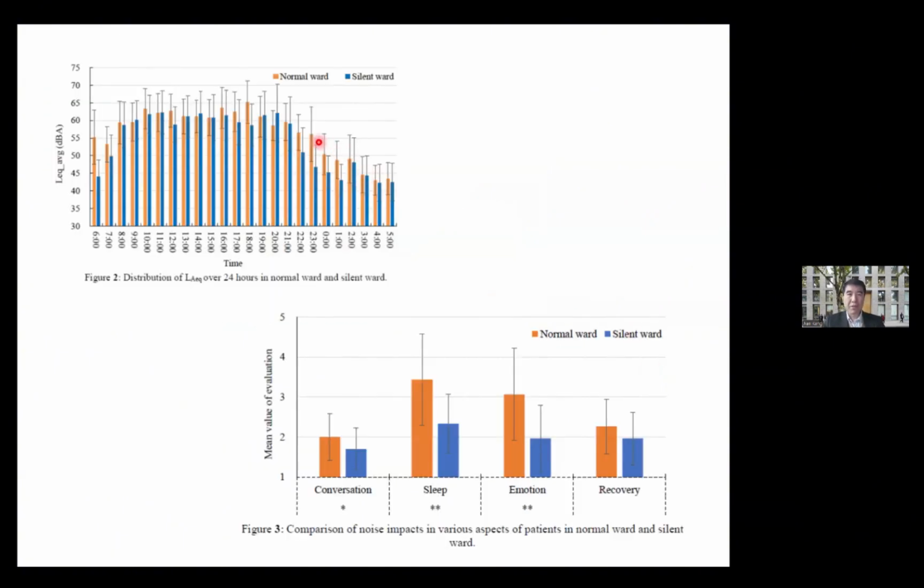So this is the difference between the normal ward and silent ward. You can see the noise level is quite different. Also, it's different at different times. The reason is if you don't have an acoustic ceiling, the reverberation time is long, so people tend to shout more. But if the acoustics are good, then they tend to speak relatively quietly. So actually, the change is not only physical, but also behavioral.